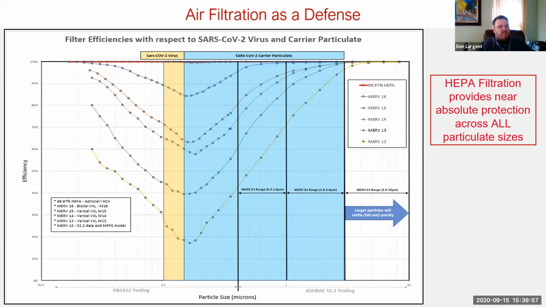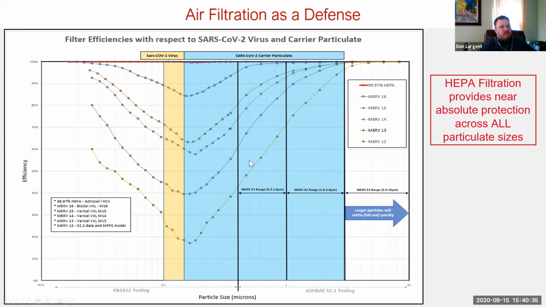This slide has quite a lot of information on it, but what we did here is we took actual data from MERV 12, 13, 14, 15, and 16 filters, as well as a HEPA filter, and we dovetailed in the ASHRAE 52.2 testing results with an EN 1822, which is HEPA filter geared testing, which does fractional efficiency at these lower particle sizes. The blue range is the carrier particulate size of interest. The beige is the actual virus size itself. And what you can see is, again, this is the low end of the MERV range right here, that E1.3 to 1 micron range.